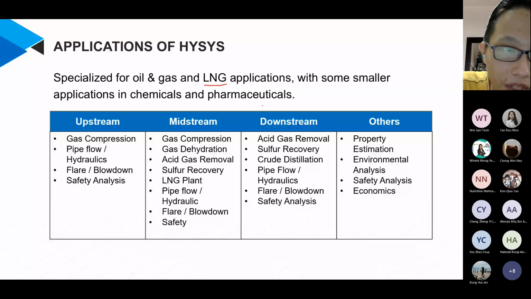So in upstream processes, you can do flow assurance and hydraulics, which is when you want to know how much the pressure drops. Maybe you're trying to build a gas pipeline across Europe, for example, and you want to see how much the pressure drops after 10 kilometers of the pipeline. The reason you want to know is that you want to install a pump to bring up the pressure, to counter the pressure drop. So HYSYS can calculate that for you.